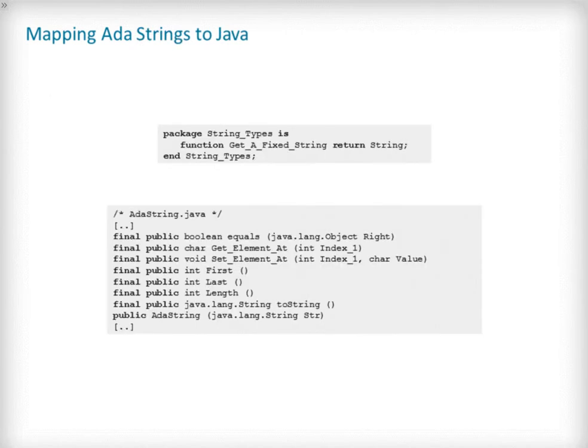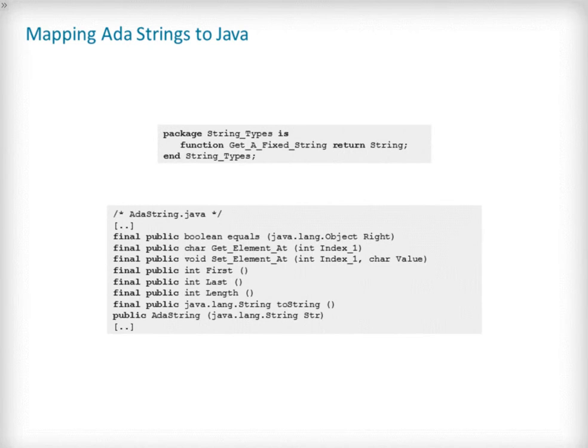Whenever Ada to Java finds an instance of the string Ada type, it will generate a class called Ada string. Here we can see an Ada package that provides a simple subprogram that returns a fixed length string. Below we see an example of some of the more interesting operations that have been added to the generated Ada string class.